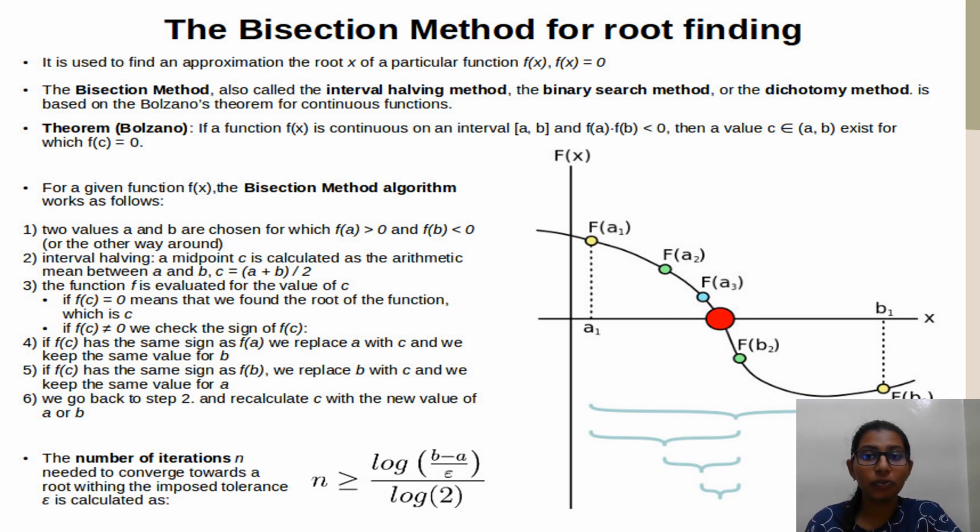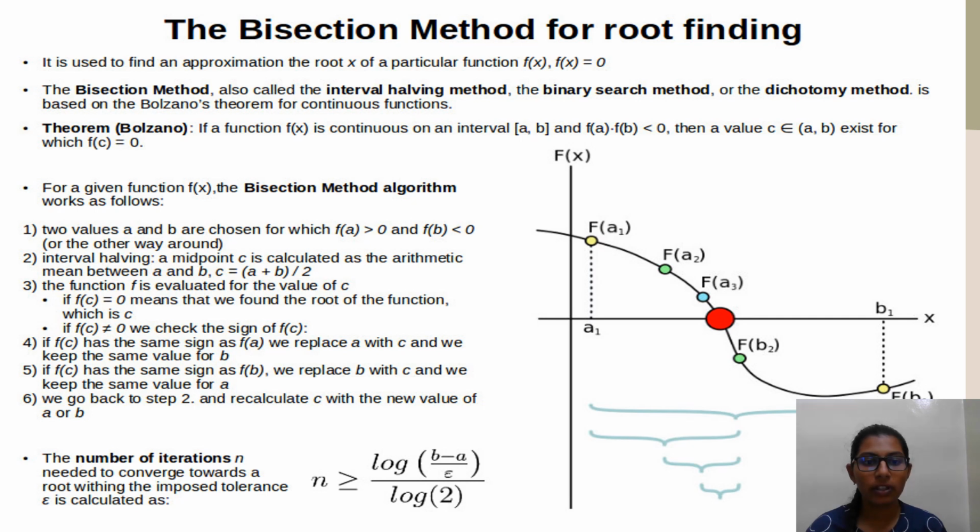The bisection method for root finding. It is used to find an approximate root x of a particular function f of x, f of x equal to 0. The bisection method, also called the interval halving method, the binary search method, or dichotomy method, is based on Bolzano's theorem for continuous functions. Given the function f of x, the bisection method algorithm works as follows.